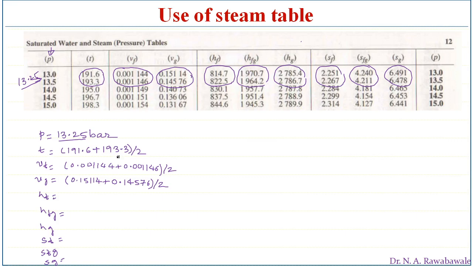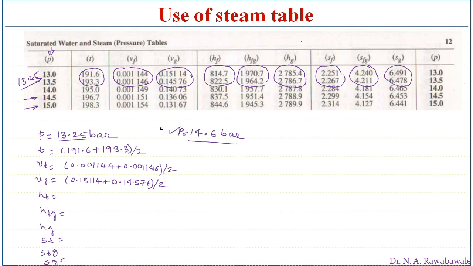So this is how we are going to find out values at 13.25 bar. Now the question is like this: if the pressure given is P equal to 14.6 bar, and the values given in this table are at 14.5 and 15 bar, how do we find out properties at 14.6 bar? Say we want to find out temperature, specific volumes, everything at a pressure of 14.6 bar.